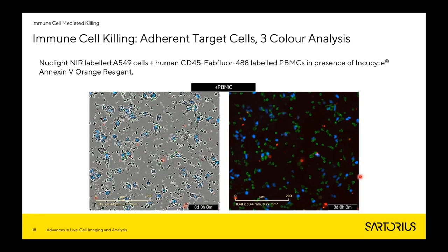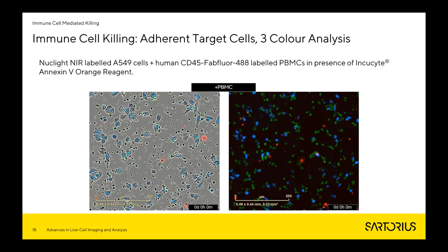So I'm also going to now talk about adherent immune cell killing, but this time with a 3-color analysis. This is specific to the new IncuCyte SX5. In this assay, we have A549 cells. These have been transduced to express an NIR signal within the nucleus. This appears blue in the image. We've pseudo-colored the NIR to blue.